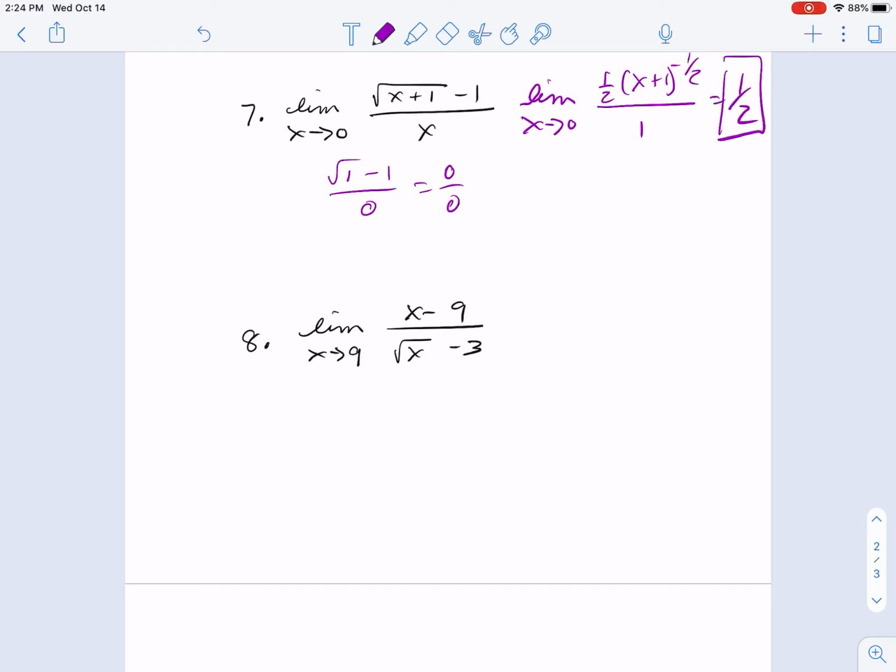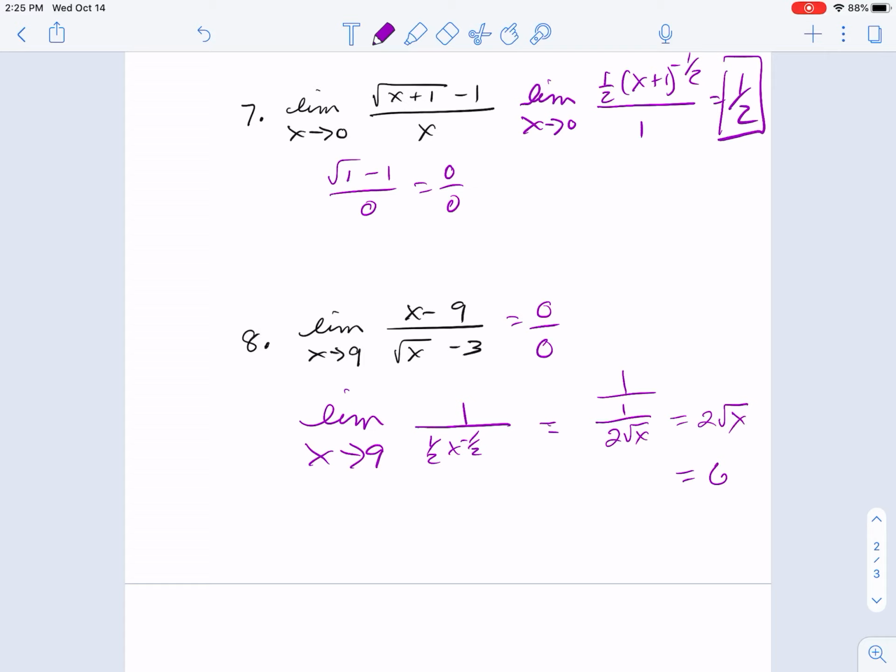Same here. What happened? You get 0 over 0. Take the derivative. 1 over 1/2 x to the negative 1/2. So what do you get? Well, let's see, now I have to do some math. There's 1 over 1/2 times the square root of x, which is the same as 2 square roots of x. That's 3, that's 6. Booyah, done.